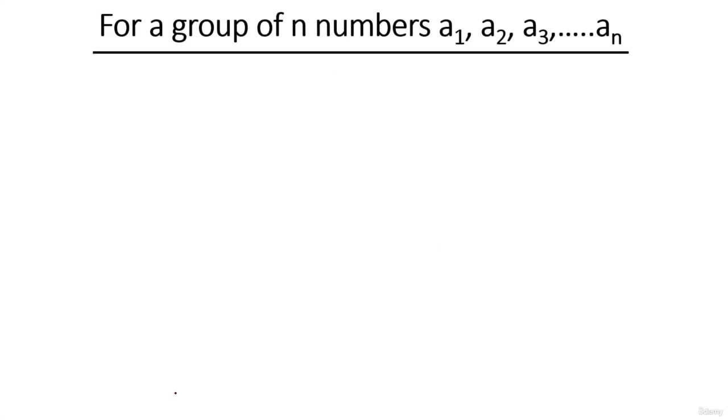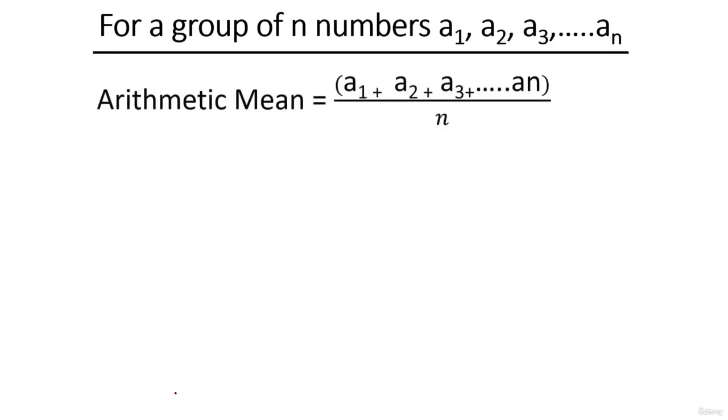For a group of n numbers a1, a2, a3, a4, a5 up till an, the arithmetic mean is the sum of all the values divided by n, which we also call the average. That is basically given by the sum of all the terms divided by the number of terms. That is the arithmetic mean.